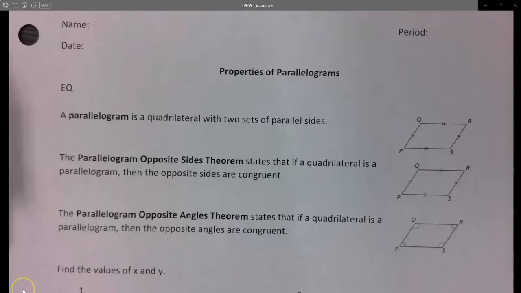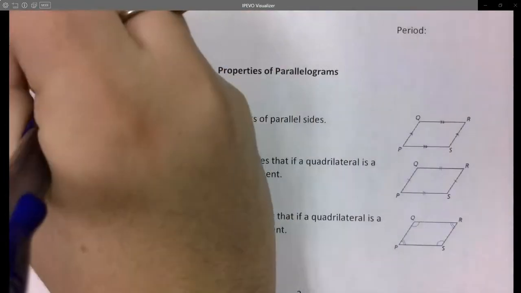So today we are doing properties of parallelograms. Our essential question is, how can we use properties of parallelograms to solve for missing measures? It's right here, and I'll write it down on my paper.